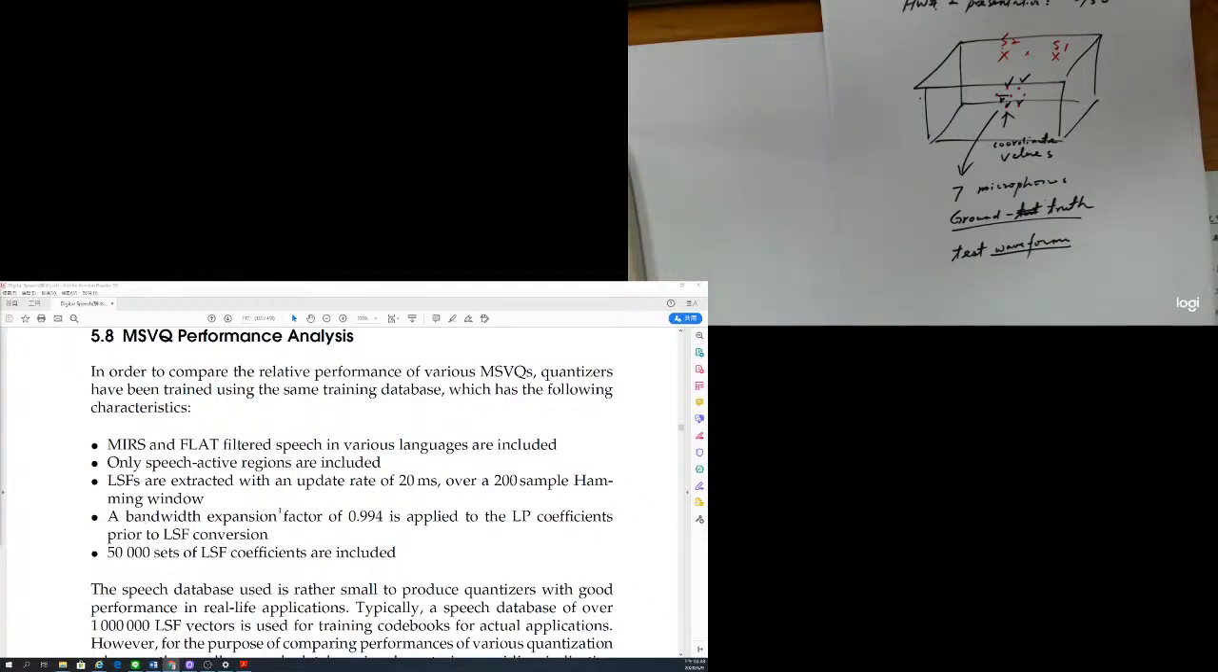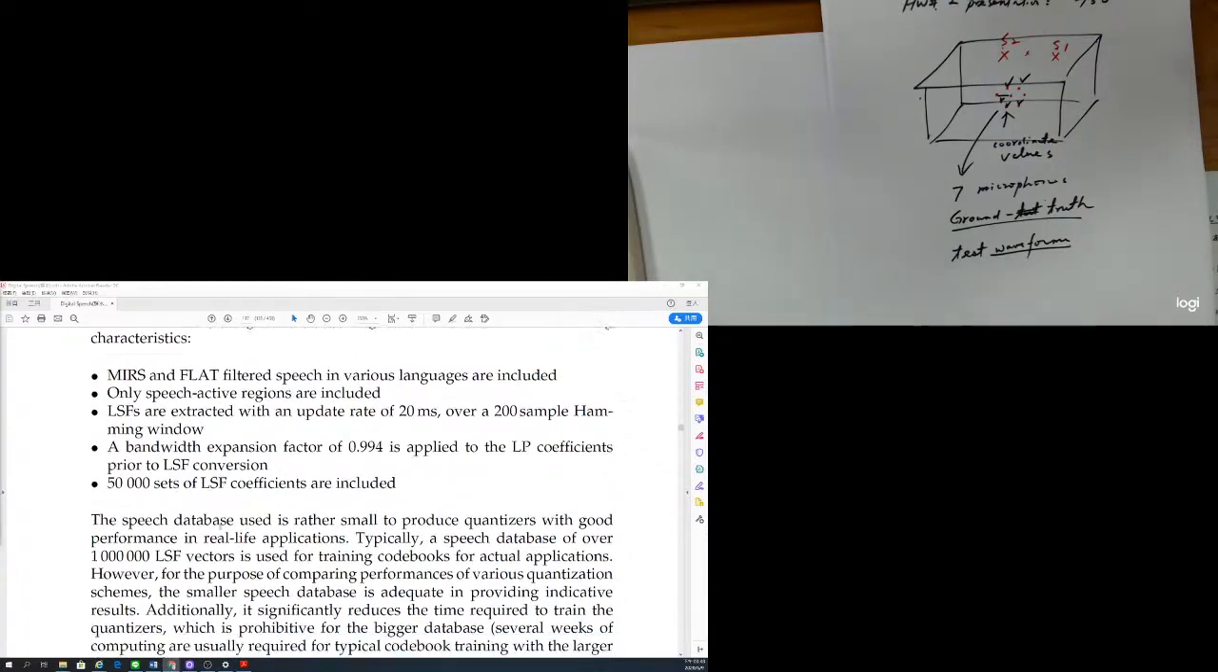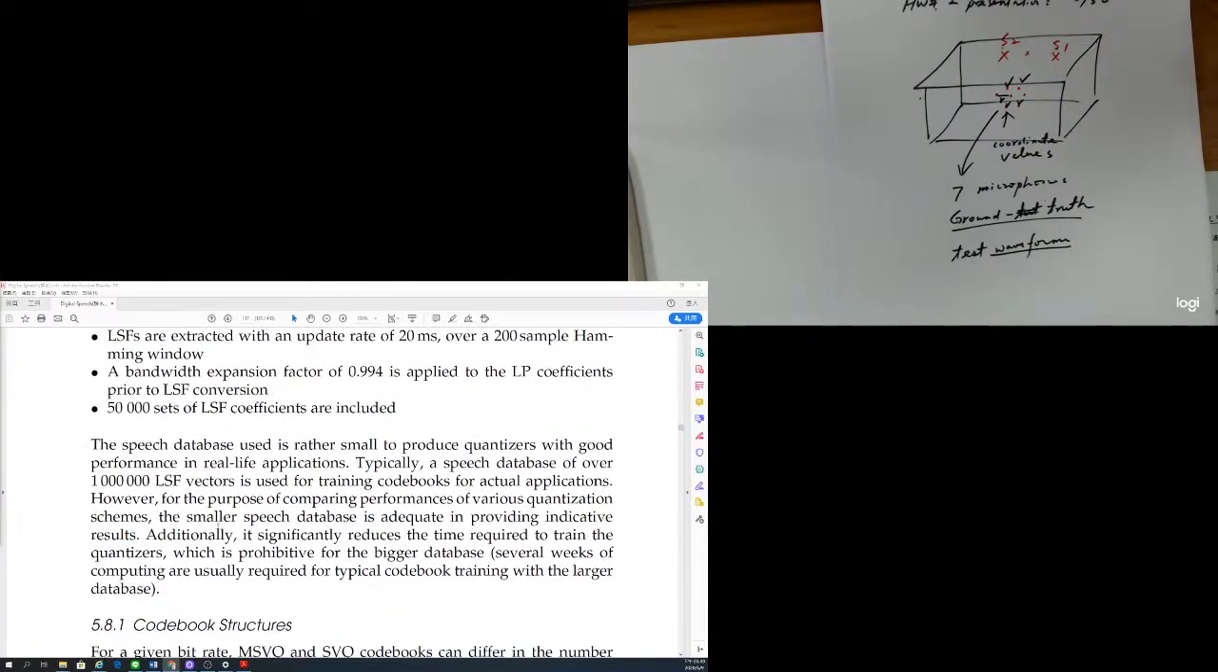So the bandwidth expansion will be applied like this. In total there will be 50,000 line spectrum frequency vectors generated. They are based on 50,000 speech frames to compute the line spectrum frequencies. So they analyze their performance.